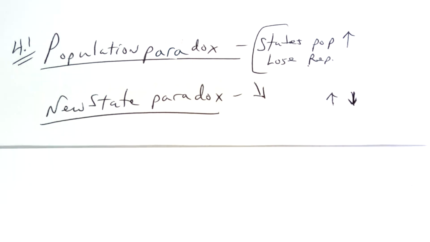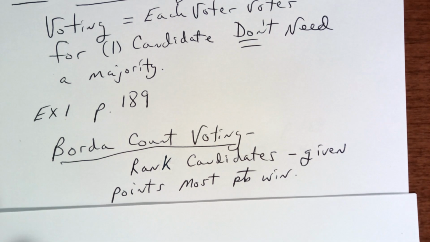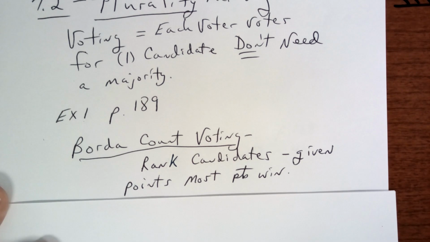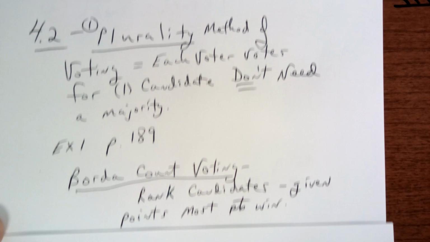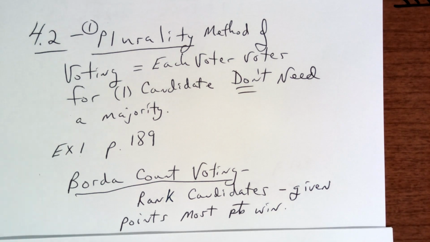All right, let's talk about this. Copy this down right here. Today we're talking about the different forms of voting, and they have quite a few. So one of them is called the plurality method of voting, where each voter votes for one candidate and you don't need to have a majority. So we're going to look at page 189. So go to page 189.